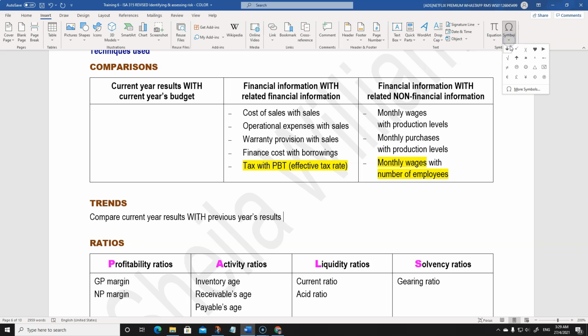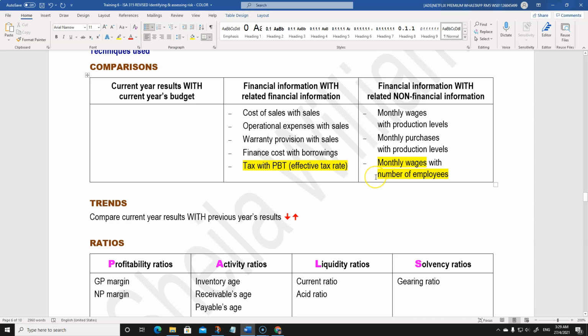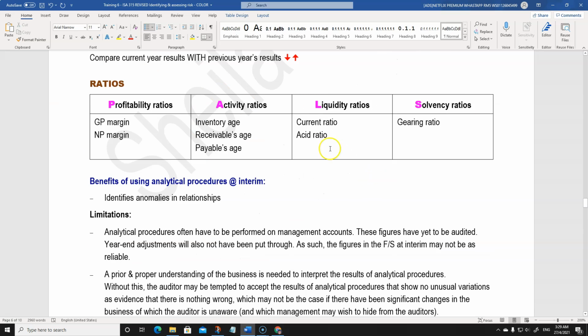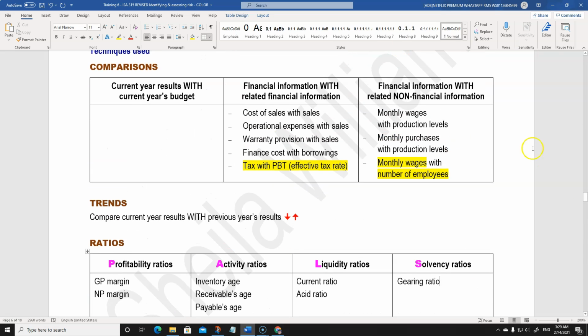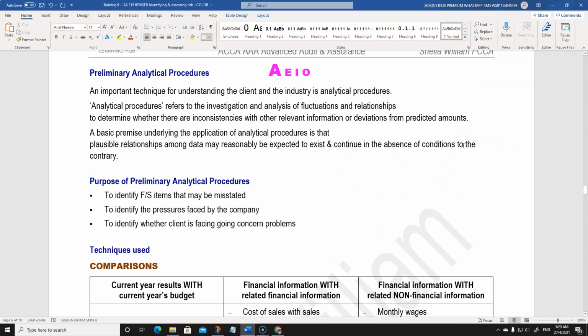Trends is always comparing the results with the previous year's results. So it could be that you're saying that some of the figures have gone down, or it could be that some of the figures have gone up in relation to the previous year. Increase, decrease. Then we've got ratios. So many ratios that you can calculate. Now, I will talk about ratios and analytical procedures more when we start doing question 1. So this one is a theory part of it, but when we start doing question 1, I will show you how you can use analytical procedures inside your answers to gain marks and what not to do. But that one we will do when we start doing question 1.